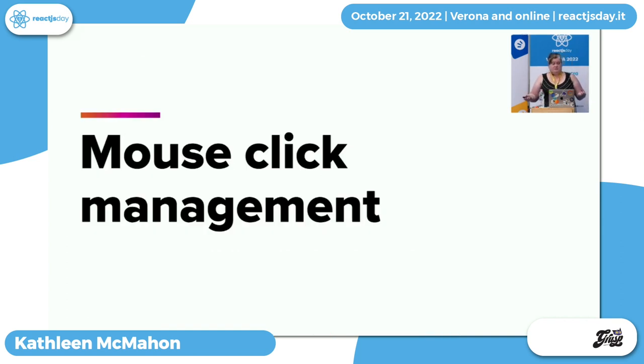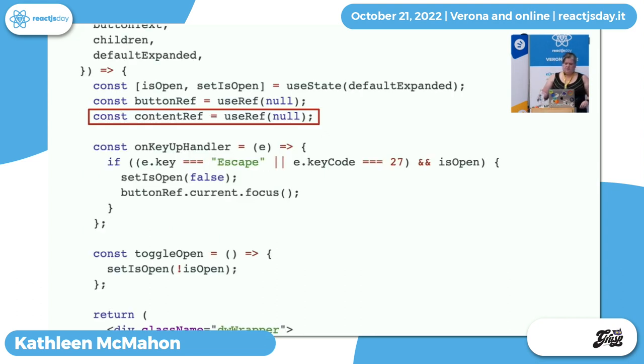Now there's mouse click management, and I will also demo this later. If you have many widgets on the page, you only want to have one widget open at a time. You don't want to open one and then have another one open and another one open and another one open. Everything's stuck open at the time, and it's just going to cover things on the page, and it's just annoying. So we're going to set up a handler to make it happen so only one stays open at a time. So like our button ref, we're going to create a content ref and use the ref to initialize it to null. And then we're going to create an on click outside handler and add a set is open.